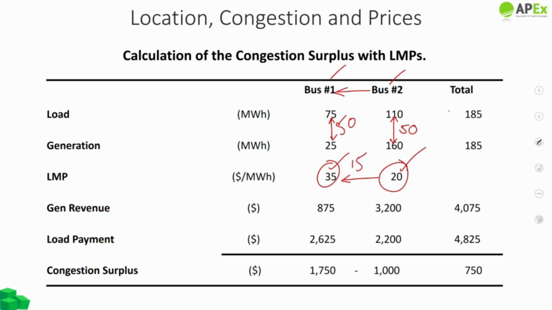So, based on this data, at bus 1, the generation will receive $35 multiplied by total generation of 25, which is $875. While at bus 2, the generators, which have produced 160 megawatt hours, will receive $20 per megawatt hour, resulting in a total payment of $3200. So in total the generators will receive $4075.